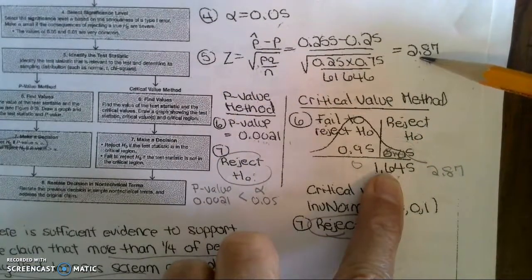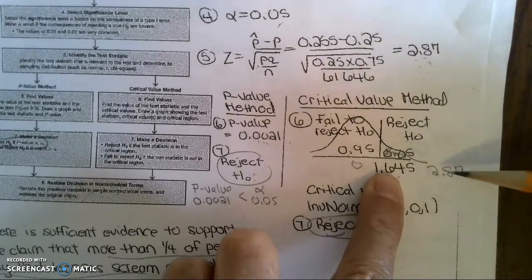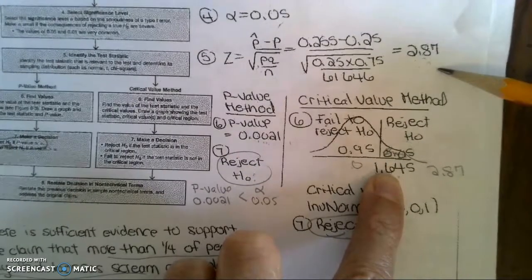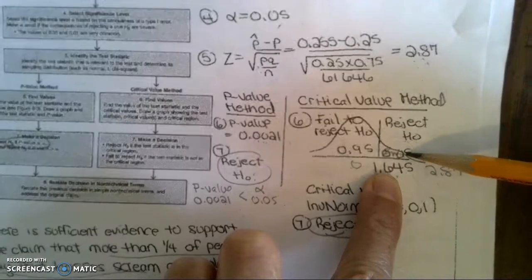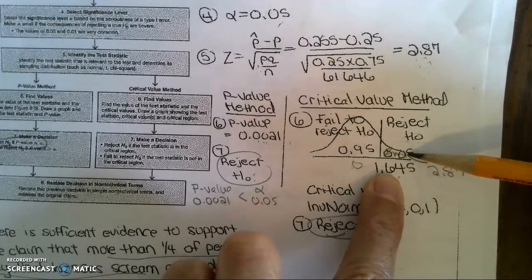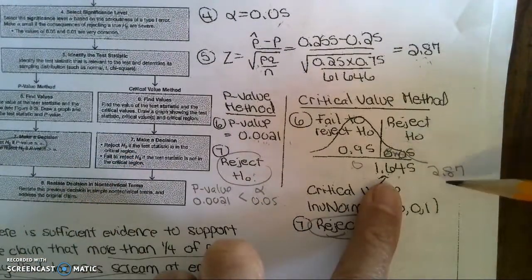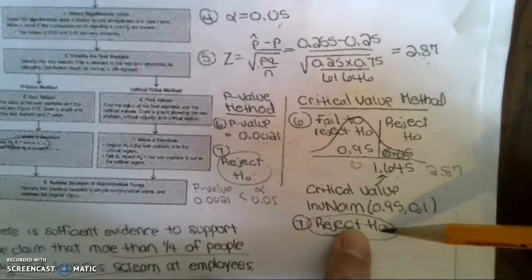Now, this test statistic falls in this tail, which it does. If you think about it, this is 0, this is 1.645, and 2.87, my test statistic, does fall in that region, so you're going to reject the null. And that's what it says here: reject the null if the test statistic is in the critical region. It's really hard to see, but that's what it says. So when it falls in your tail, you're going to reject the null.